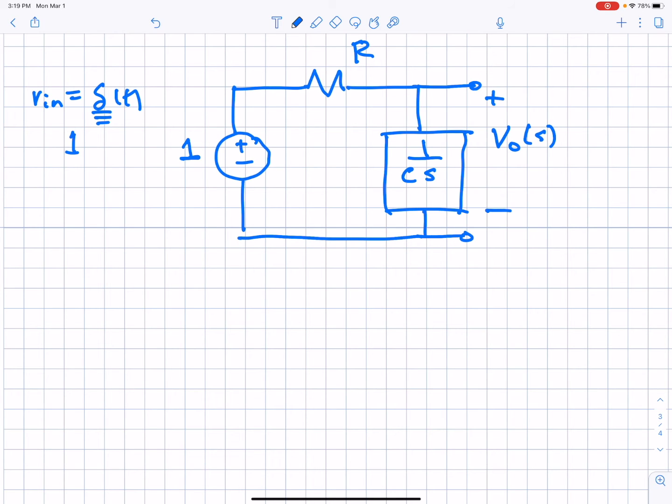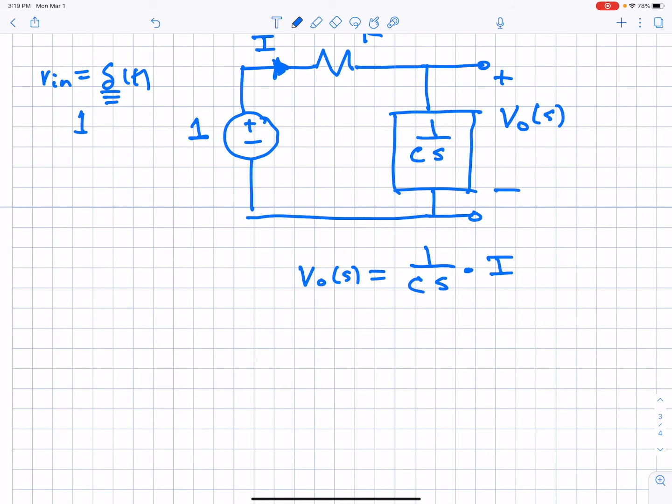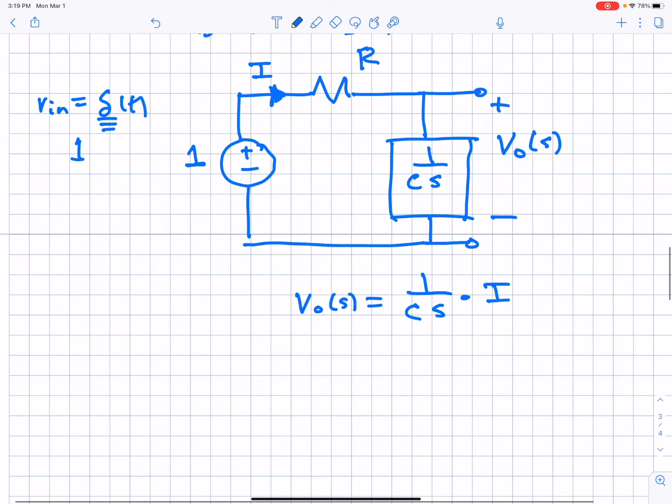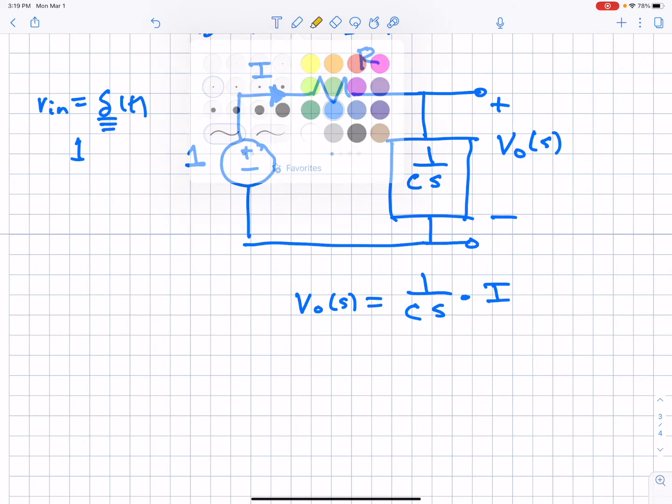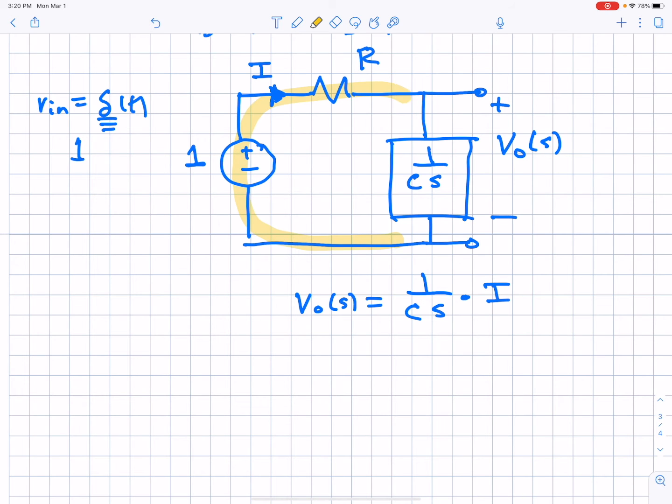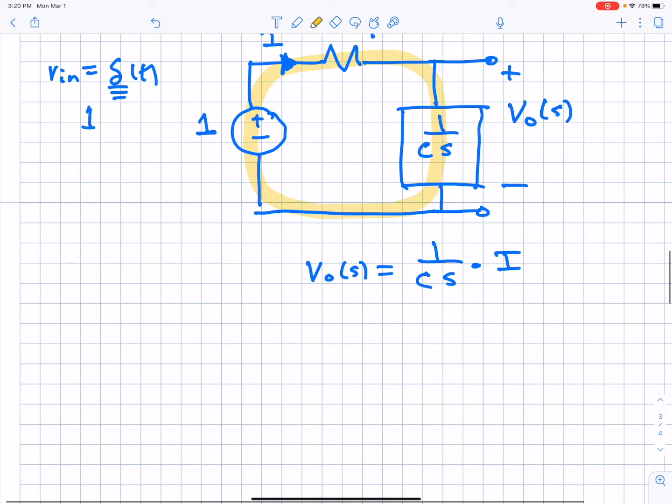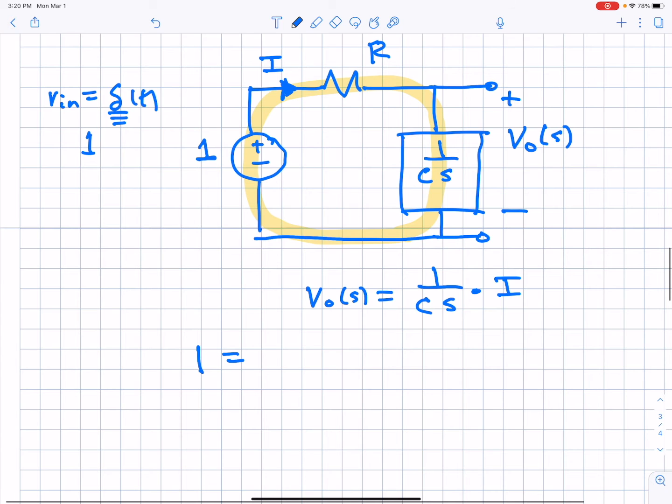What we can do is find the current. Going back to your circuit days, if you find the current of a series circuit, then the voltage Vout of S would be 1 over CS times the current I. The current I is pretty easy because we can write voltage equations and use Ohm's law. I'm going to go in a loop in this direction, writing the rises and the drops using Ohm's law. In this direction, I have a rise of 1 volt, then a drop of I times R, and another drop of I times 1 over CS.